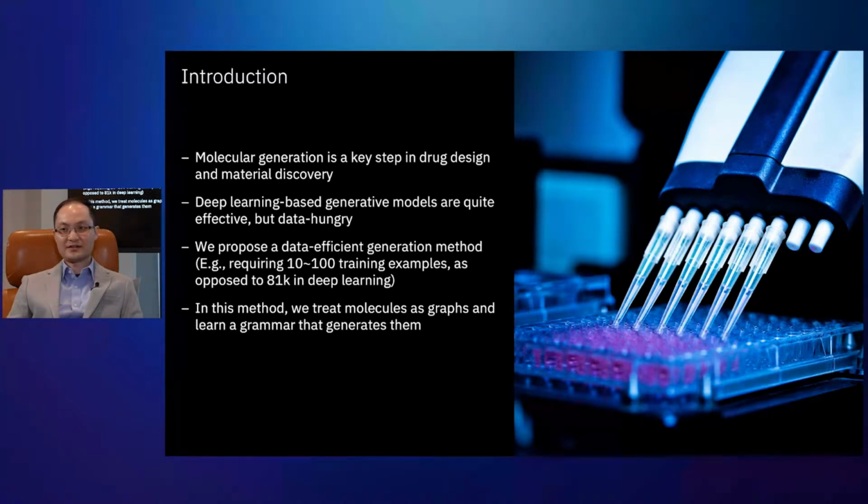So the method that I'm talking about today would be using a very small amount of data, and it is very data efficient. For example, it is able to use only a dozen training examples to generate molecules whose quality is as good as the deep learning methods, which actually require nearly 100,000 training examples. So in these methods, we will be treating a molecule as a graph and then learn graph grammar to do the job.